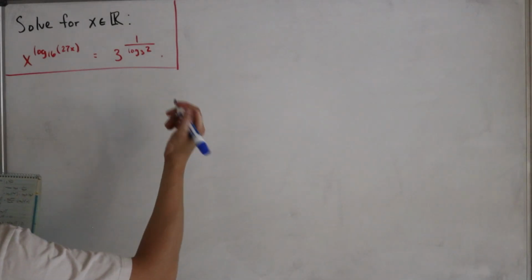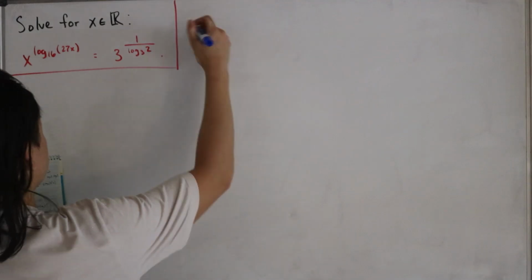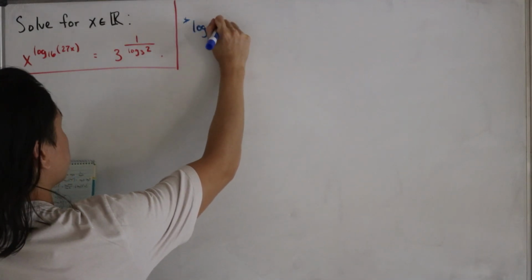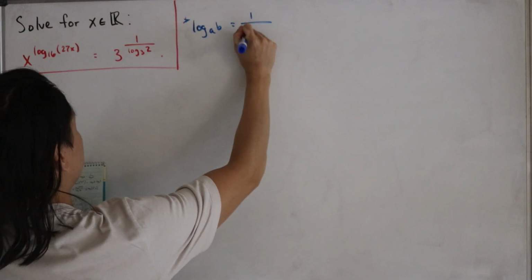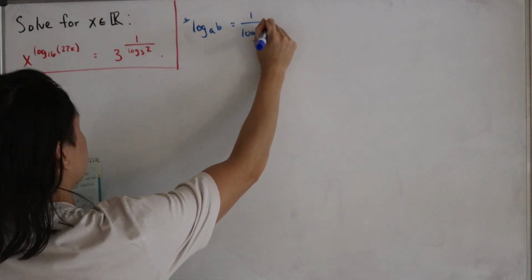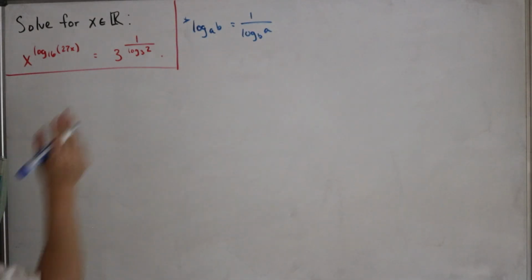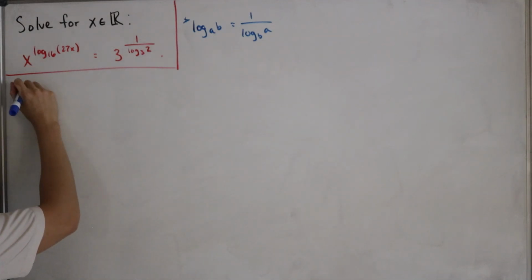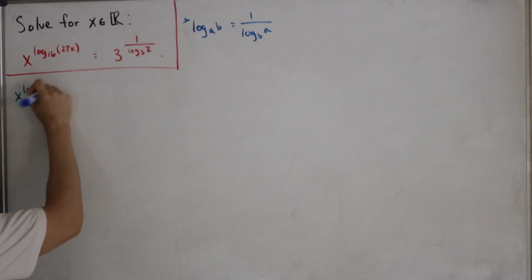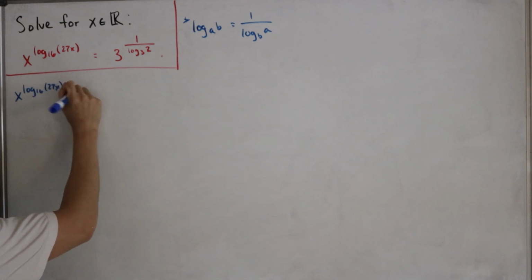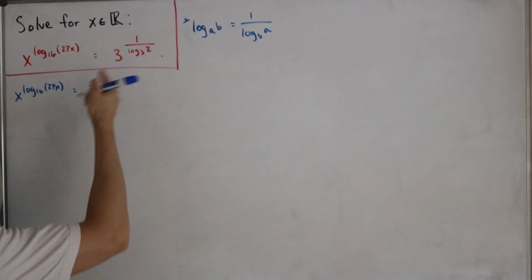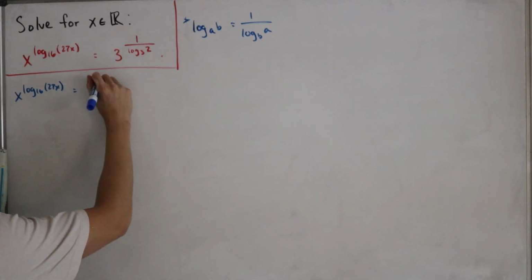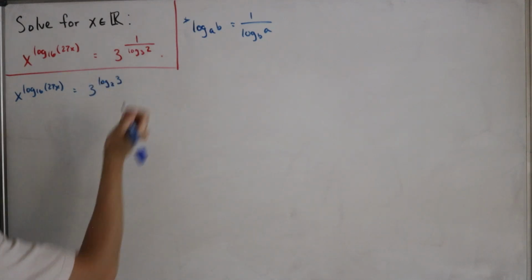The first property we're going to use, just to keep in mind, is that log base A of B is going to equal 1 divided by log base B of A. Utilizing that, we're going to change our right side of the equation, so that it leaves us with x to the power log base 16 of 27x on the left. Over here, this will be 3 to the power, utilizing this formula, so we're just changing the base, log base 2 of 3.